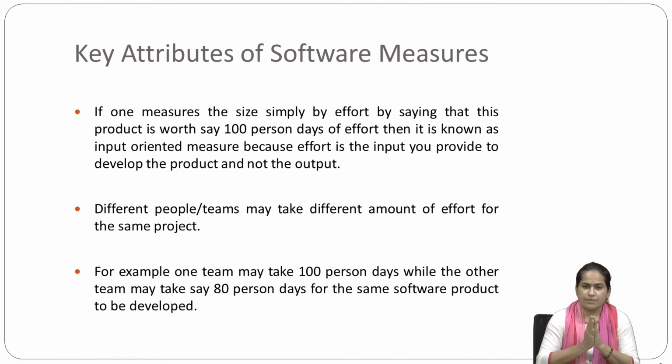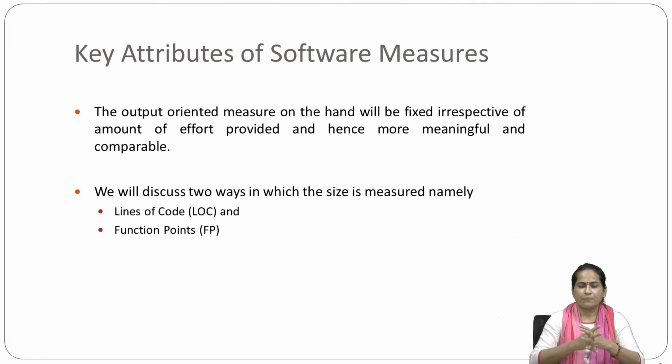while the other team may take 80% days for the same software product to be developed. The software product is the same, but one team takes 100% days and another team takes 80% days. They both have to provide the same functionality, but the efforts they require are different. So it may happen. Now, what do output oriented measures mean?